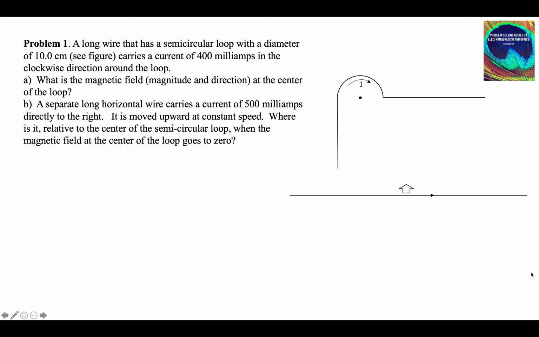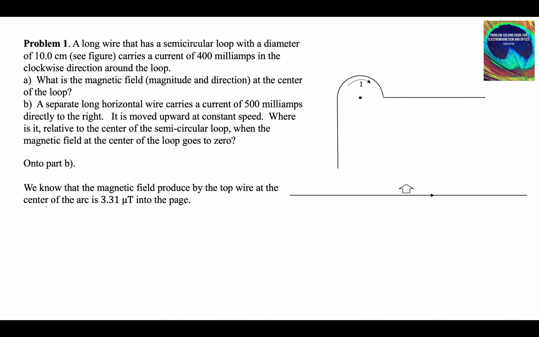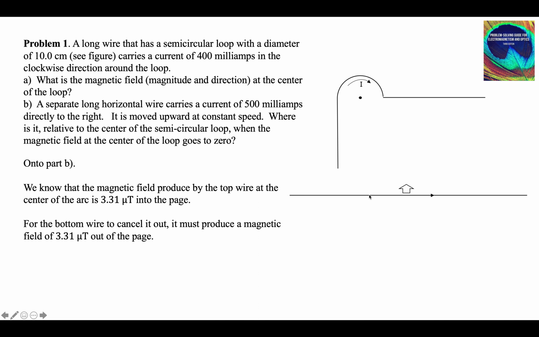Part B, we have this wire here, long in both directions. Current is to the right. We're going to move it up slowly until the field goes to 0. Right here. First thing we have to do is figure out where it is. We know that this field is 3.31 microtesla into the page. In order for this to cancel it out, it must produce 3.31 microtesla out of the page.